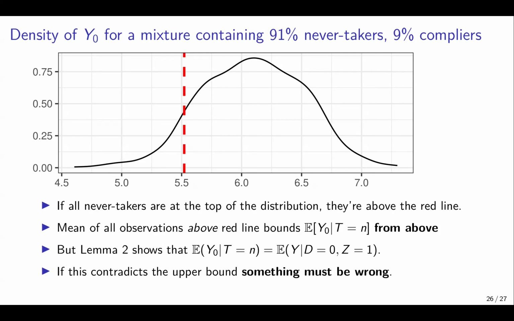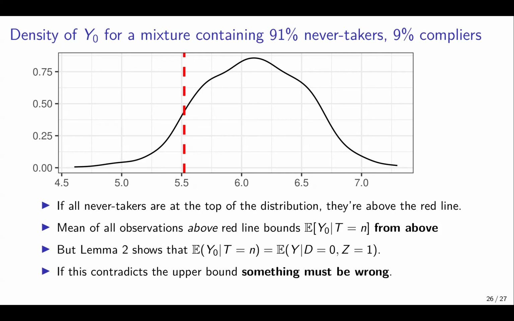If we can just take all the data above the red line and compute the average of that part of the density, we're going to have an upper bound for the expectation of Y0 given that T is equal to N. The average untreated wage, log wage, for never takers. Okay, great. But wait a minute. If you go back quite a few slides, you'll find that lemma 2 actually showed us what value that average should take. So lemma 2 actually showed us that the expected value of Y0 for never takers must be equal to the average value of Y given that D is 0 and Z is 1.